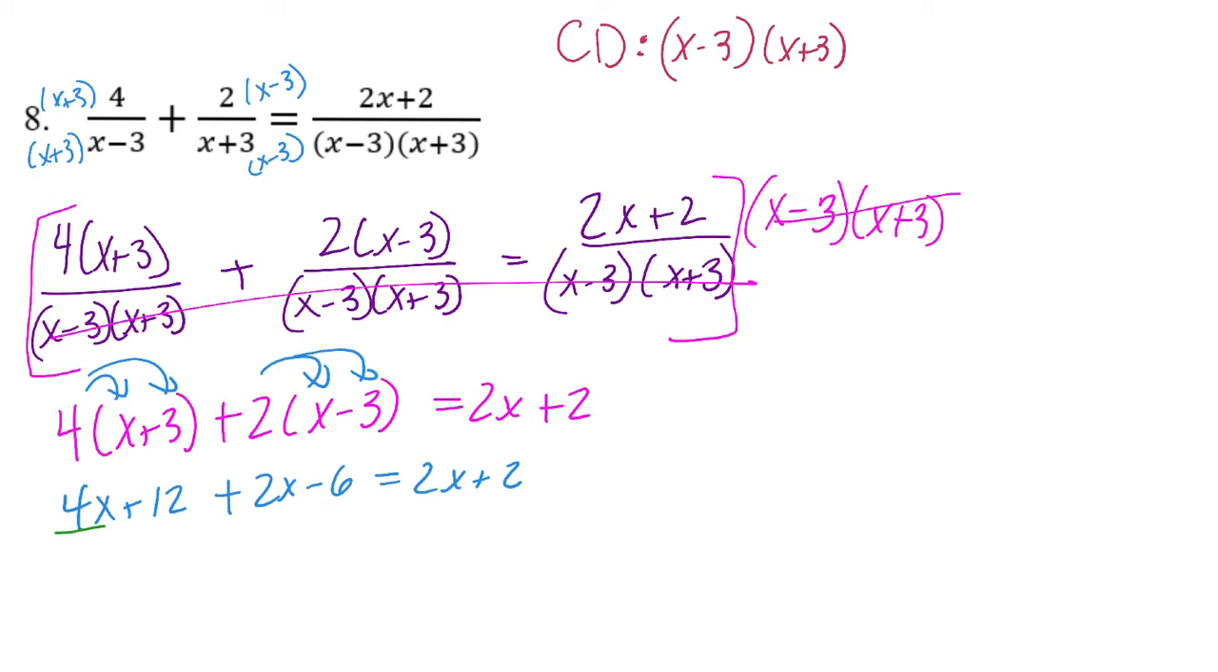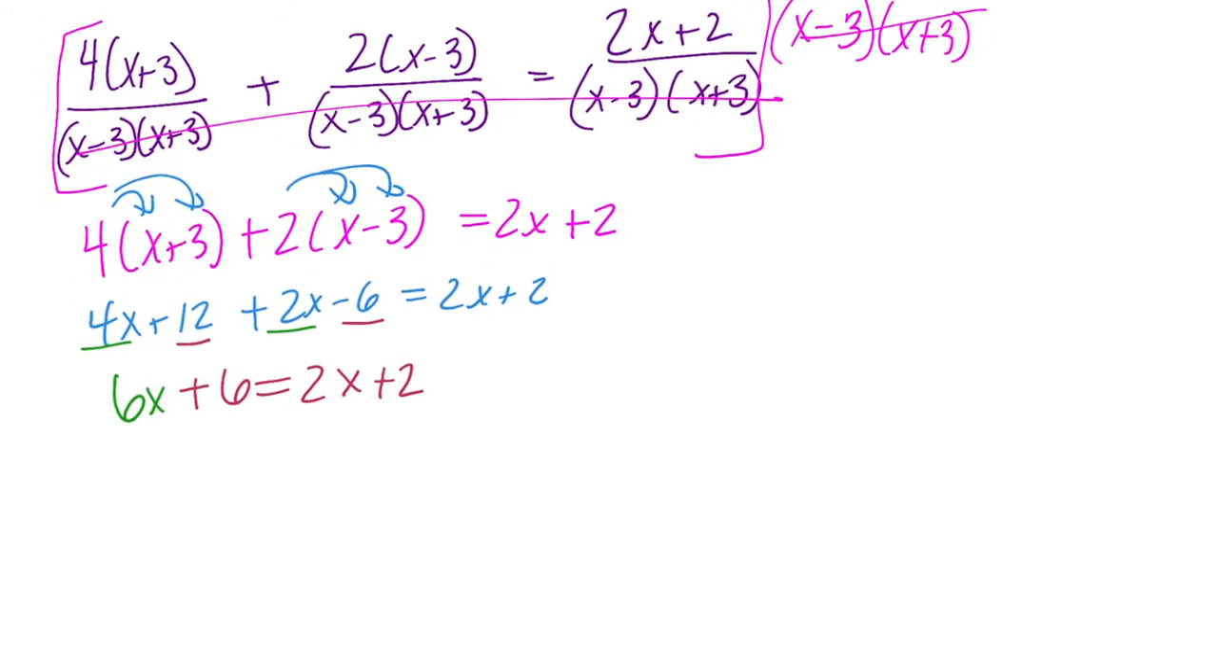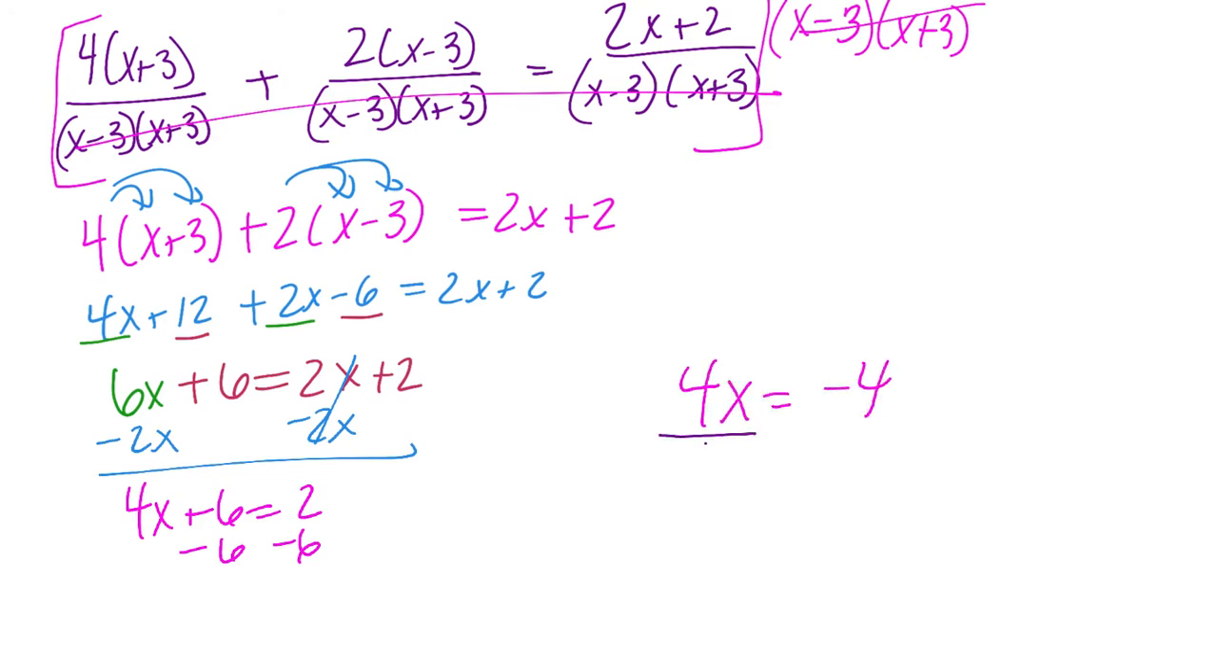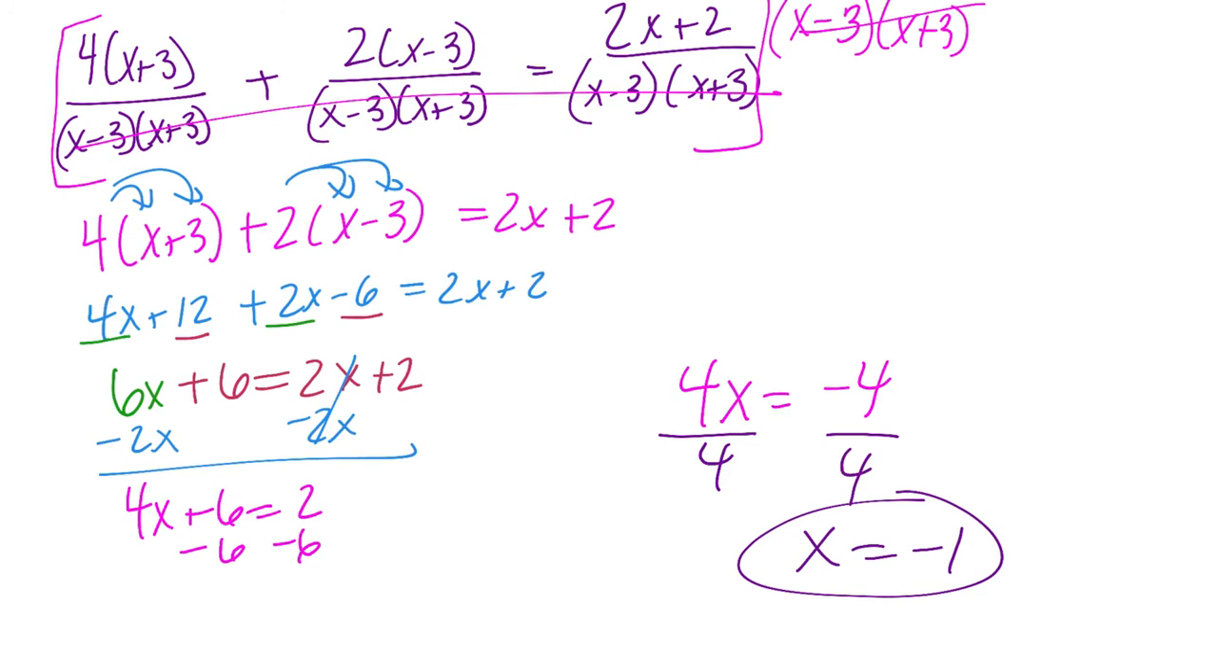Now I want to combine my like terms, 4x and 2x, and get 6x. 12 and negative 6 and get positive 6 equals 2x plus 2. Then I want to finish this out by subtracting the 2x on both sides. So 4x plus 6 equals 2 minus 6. So 4x equals negative 4. Divide by 4. X equals negative 1.